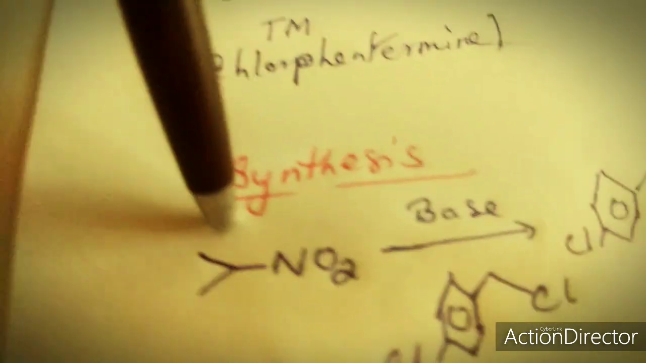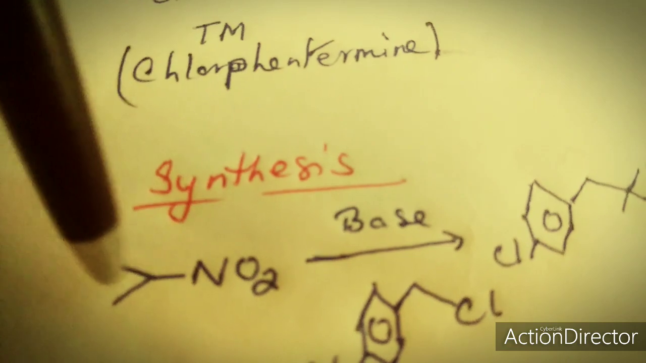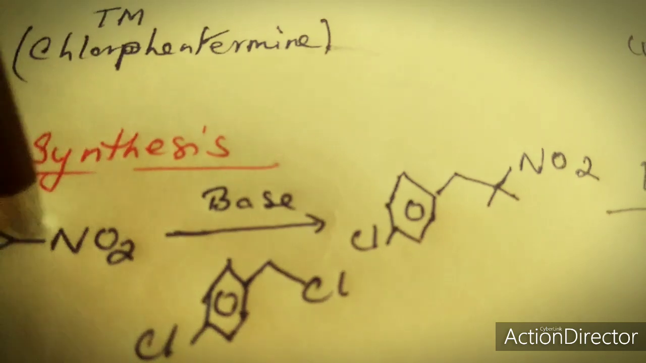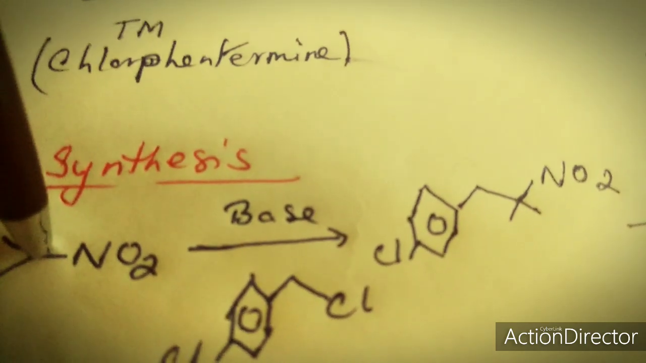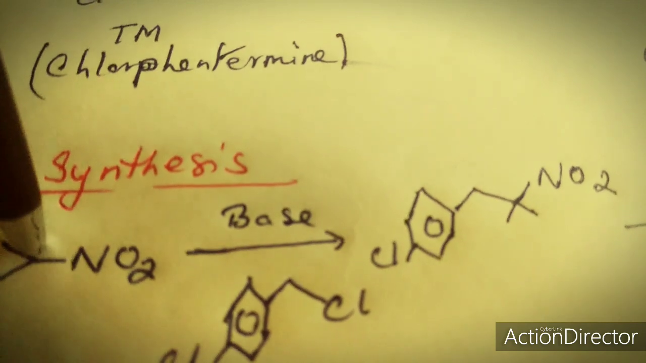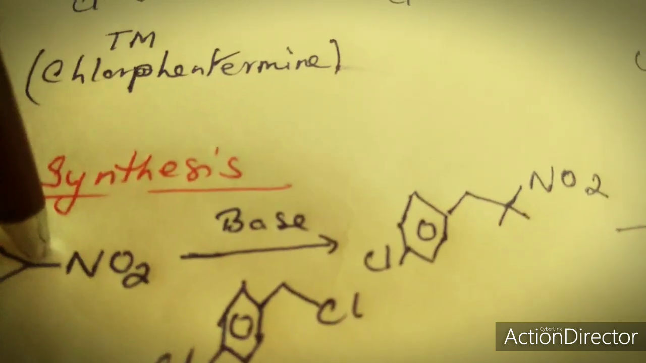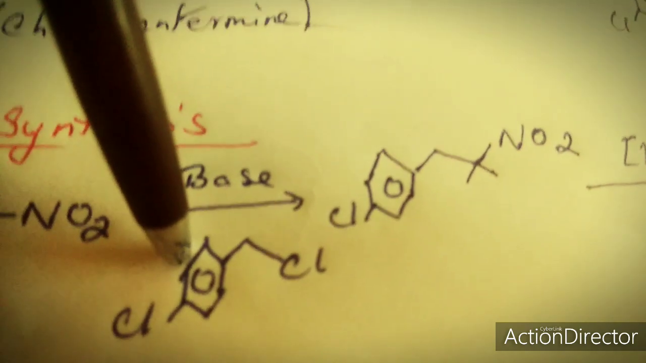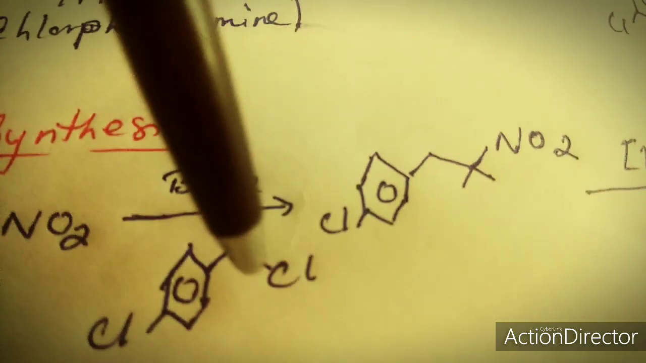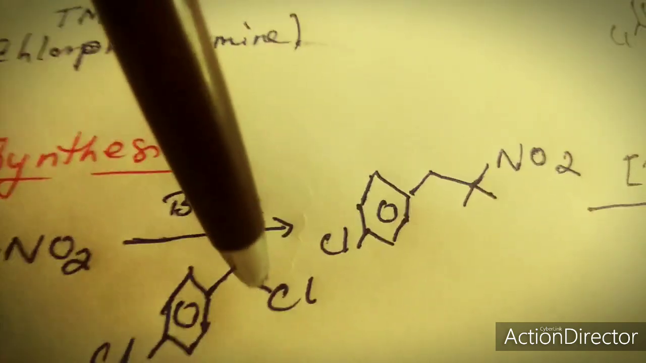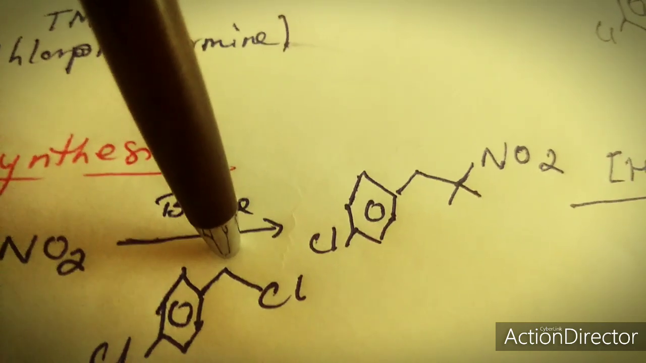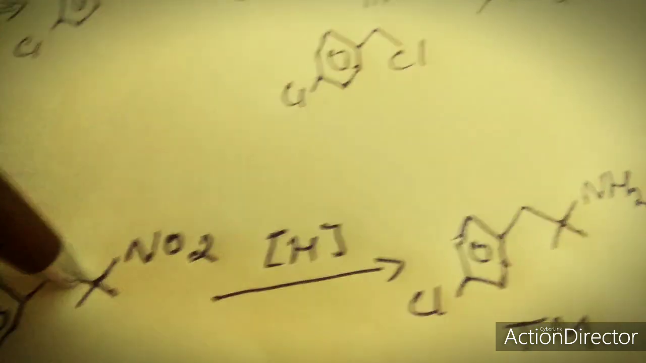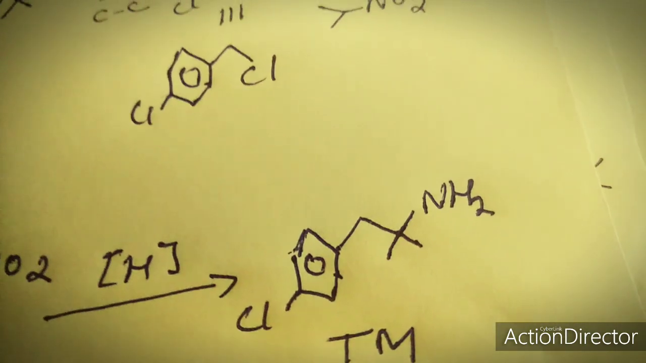Now let's do the synthesis. The synthesis starts with this nitroalkane in the presence of a base. Over here the H will be removed, so we will get C negative. C negative will therefore combine with this benzyl chloride. Here this will be C positive. So we will get this product. This on reduction will give us the target molecule.